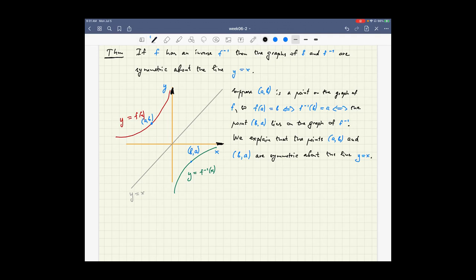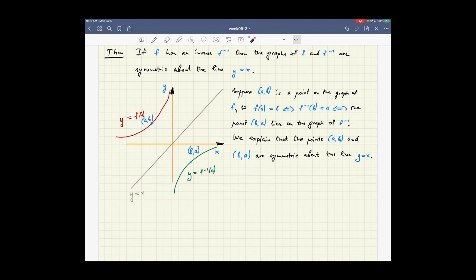All right, how do we explain that? How do we explain that a comma b and b comma a are symmetric about the line y equals x? Well, that amounts to two things. We first show that the line that passes through a comma b and b comma a is perpendicular to y equals x. How to show that two lines are perpendicular, we know. Their slopes must multiply to -1. How to find the line passing through a comma b and b comma a, we also know.